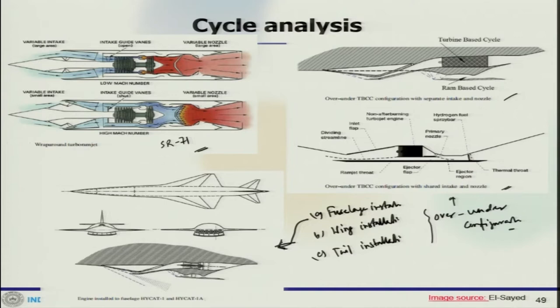So over under configuration means that either the turbine based cycle or the ram based cycle, one of them would be on top of the other, and that also can be done in different ways, where we configure that depending on the installation. Now this is a fuselage kind of installation, there could be a wing based installation where in the wing one could be on top of the other, or there could be tail based installations. But you can see these pictures in some book or on the internet.